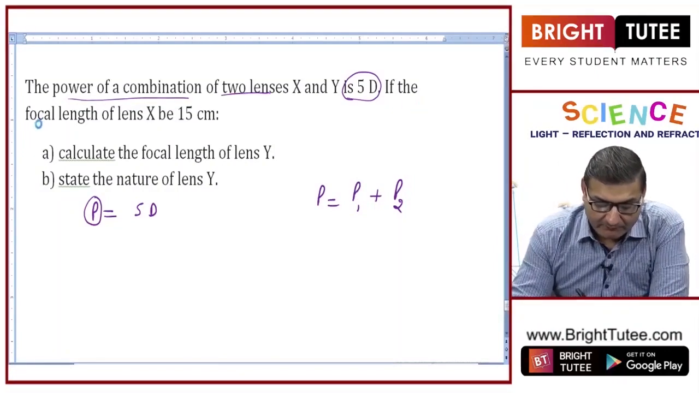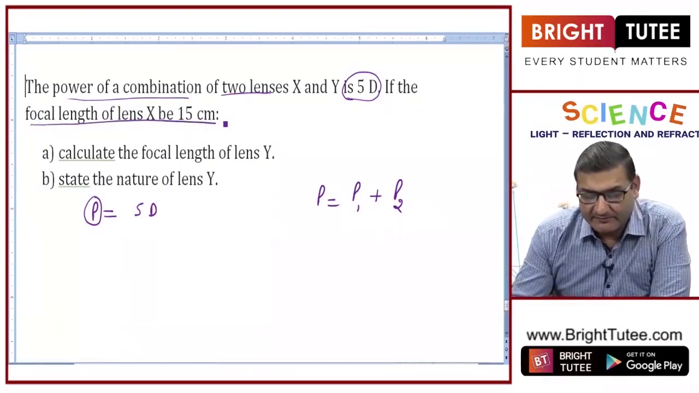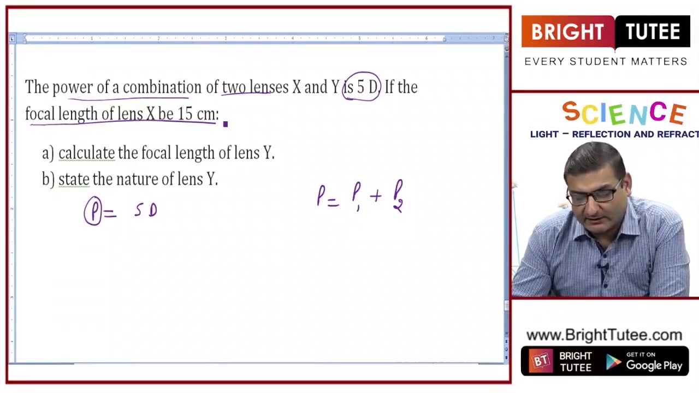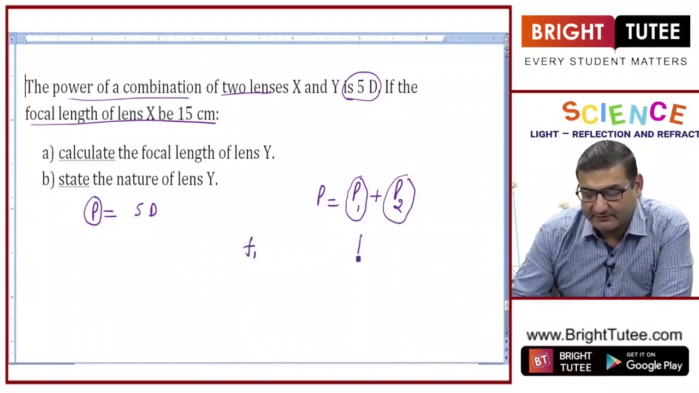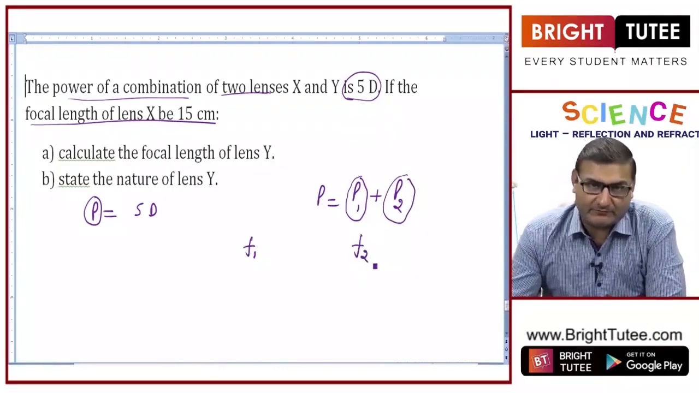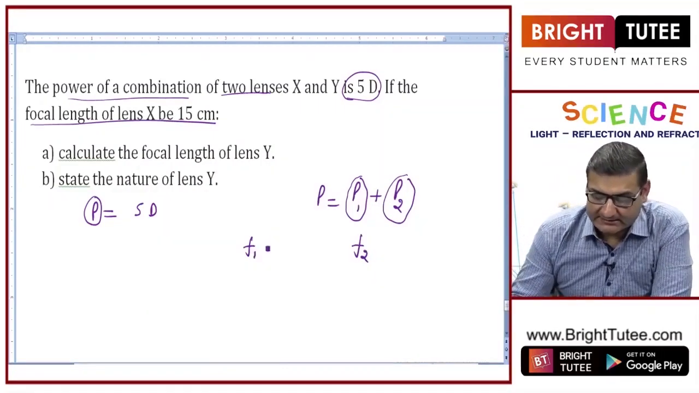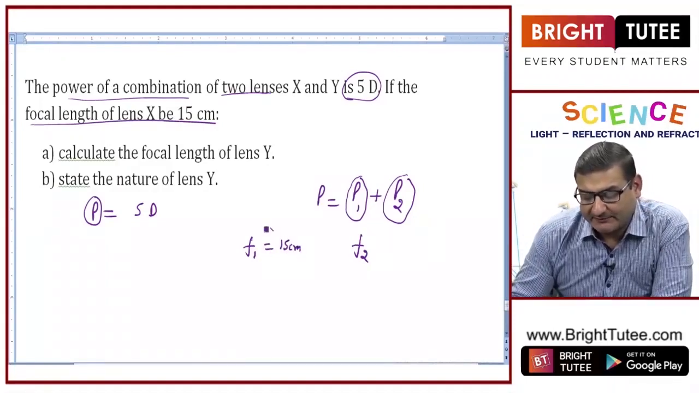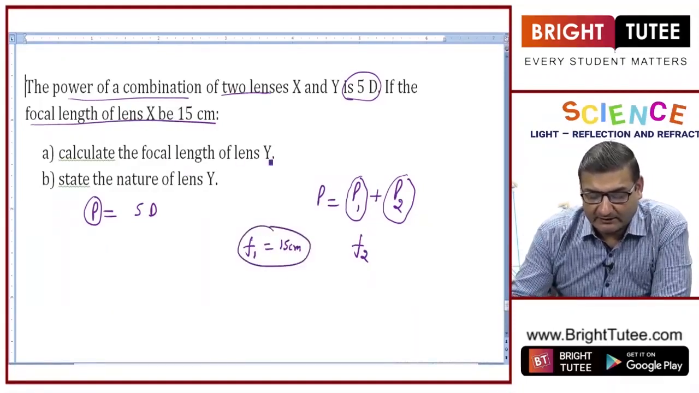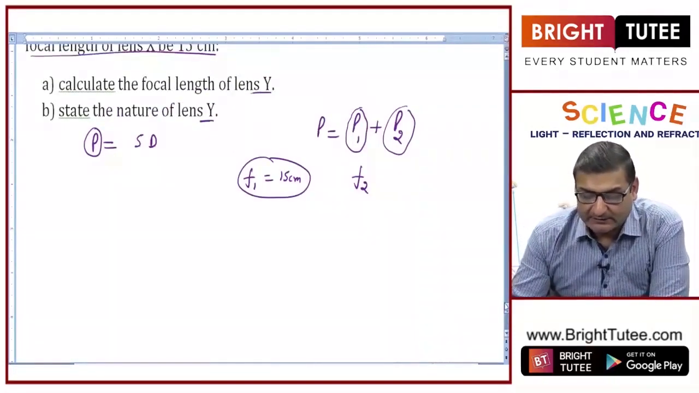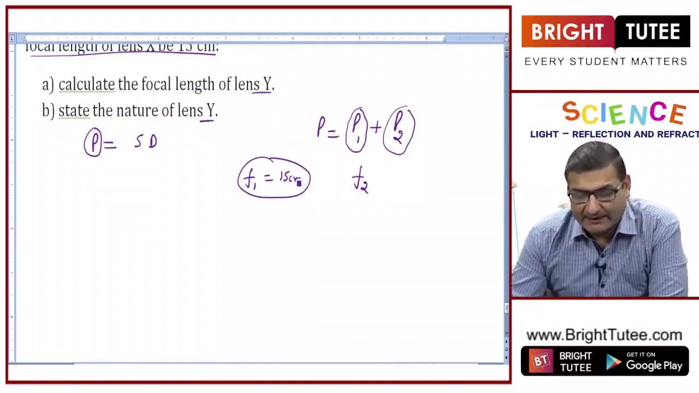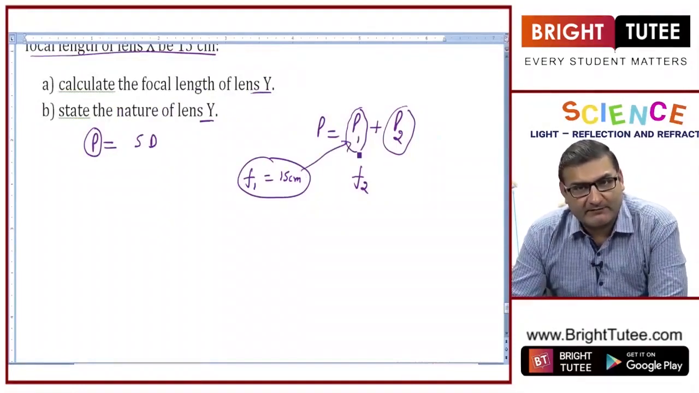Now, if the focal length of the lens X be 15 centimeters, right? So, we assume that the power of X be P1 and the power of Y is P2. Focal length of X will be F1, focal length of Y will be F2. So, the focal length of X is given to be 15 centimeters. Calculate the focal length of the lens Y and state the nature of lens Y. Now, try to relate. I am being given the focal length of the first lens. By this, we can easily calculate the power of the first lens.